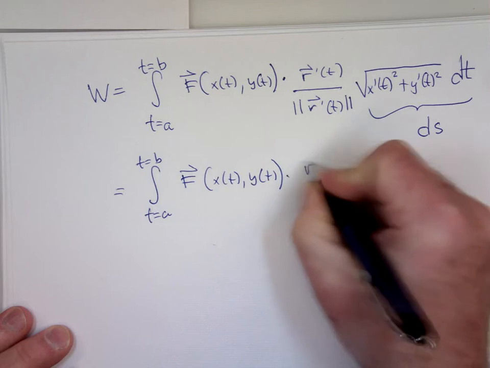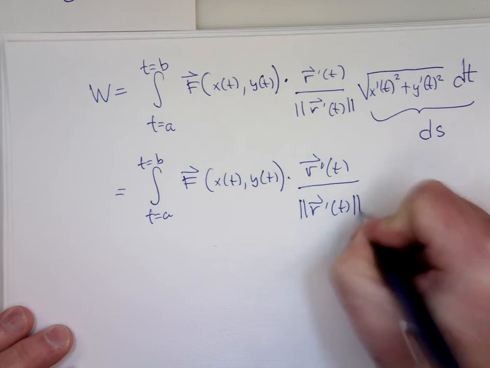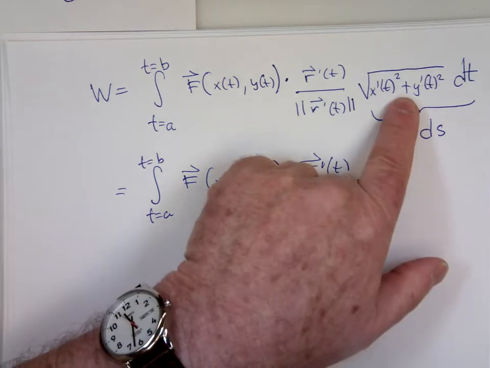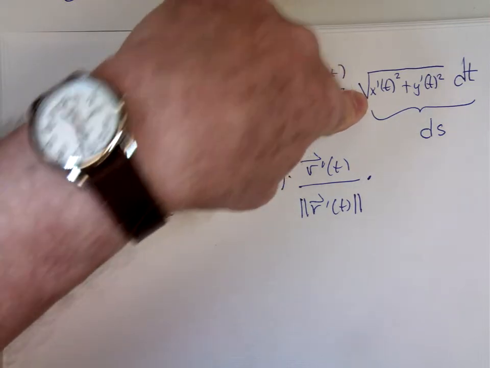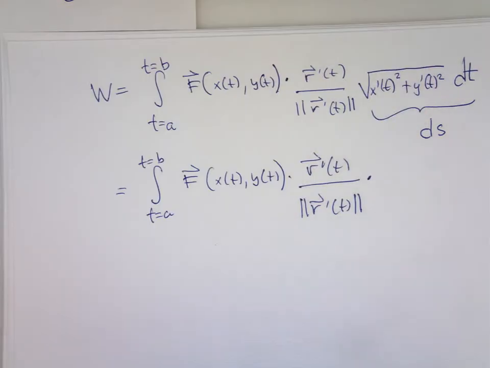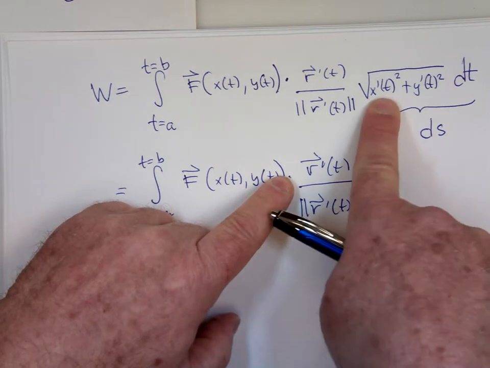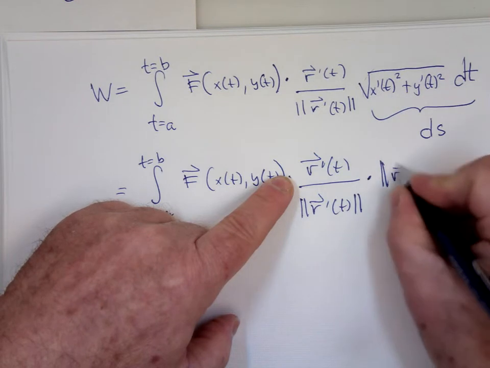We have r prime of t divided by the magnitude. Now, see this square root of x prime of t squared plus y prime of t squared? What is that equal to? That's equal to the magnitude of r prime. R prime is x prime of t, y prime of t. Okay, that's how you find it. You take the derivative of the x component and the derivative of the y component to find the derivative of r, okay? And it's the magnitude of that. This quantity right here is the magnitude of r prime.